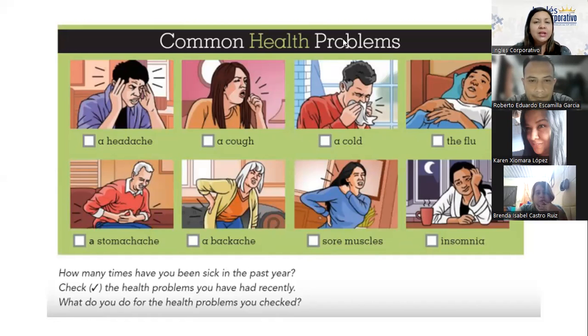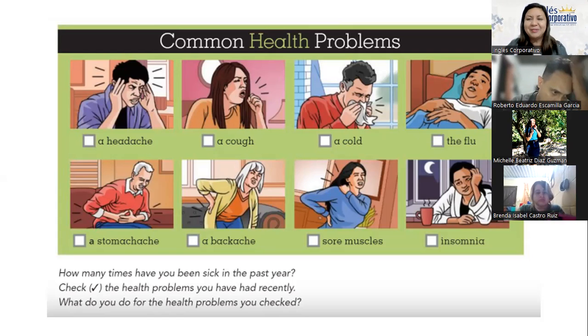Do you know more health problems besides these? Other health problems you know? Maybe fever. Excellent. Migraine. Migraine is very common. Earache, dolor de oído, earache. Dolor de muelas, how do you say dolor de muelas? Toothache, yes, that is the pronunciation. Rash. Excellent, rash, yes.